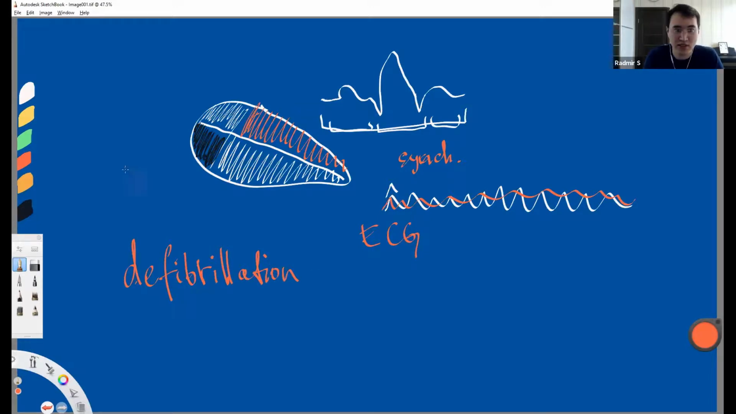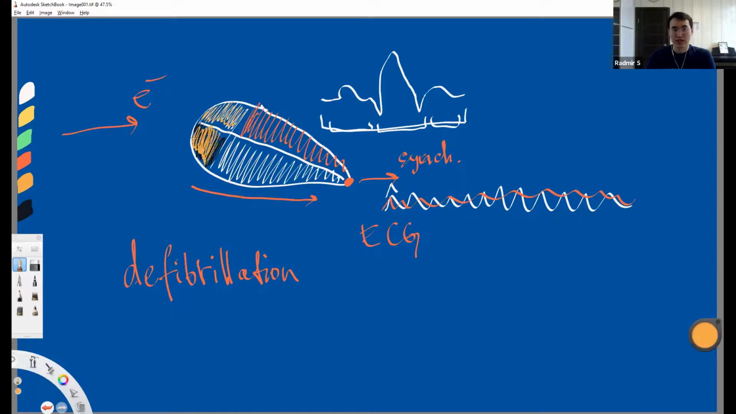And it means that we apply this electricity in the direction from the atria to the apex of the heart. So through the atria to the ventricles to the apex. So this is how the electricity goes. And in this case, we will have a kind of resetting of these contractions.